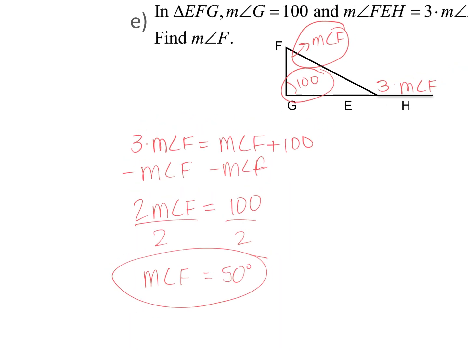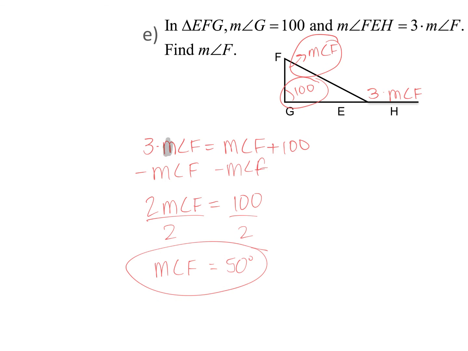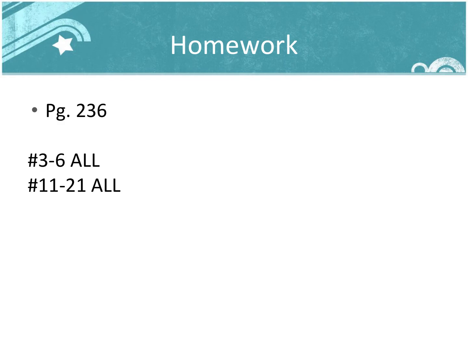Okay? We basically just treated the measure of angle F as if it was X, right? Because if this is 3X equals X plus 100, you know that you just need to move X over to this side. You subtract X, you get 2X equals 100, and you solve, okay? Treat whatever angle is missing as a variable, and then it's much easier to solve. Okay, and that's it.